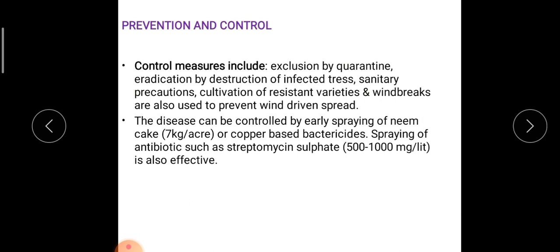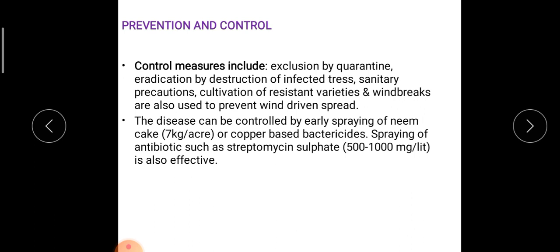Then sanitary precautions are taken, and cultivation of resistant varieties and windbreaks are also used to prevent wind-driven spread. The disease can be controlled by early spraying of neem cake, that is 7 kg per acre, or copper-based bactericides. Spraying of an antibiotic such as streptomycin sulfate, 500 to 1000 mg per liter, is also effective.